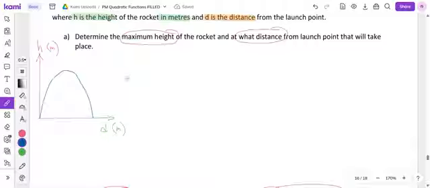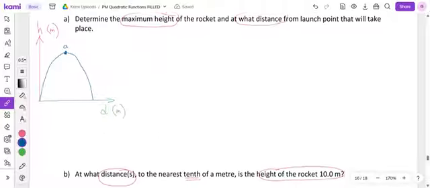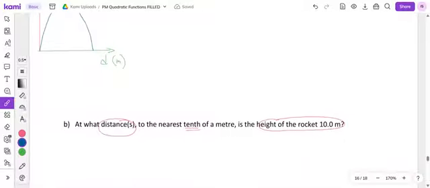Okay, draw a dot for where question A is interested in. Question A says determine the maximum height of the rocket and what distance from the launch point that will take place. So what's the point we're looking at? What's the name of it? Yeah, say it out loud. Yeah, we're looking at the vertex. We call it max min. Okay, question A, we're talking about that point. I'm mapping everything out. I'm not going to start yet.